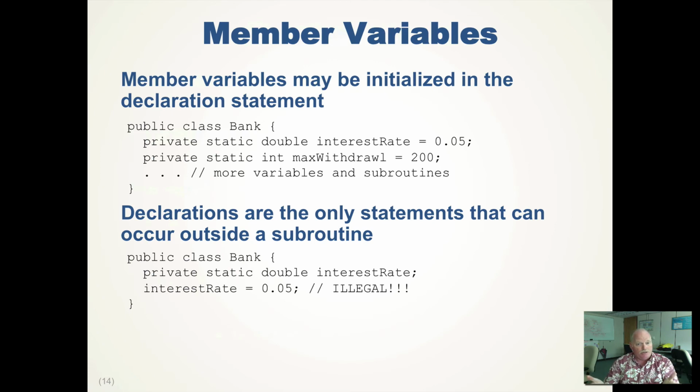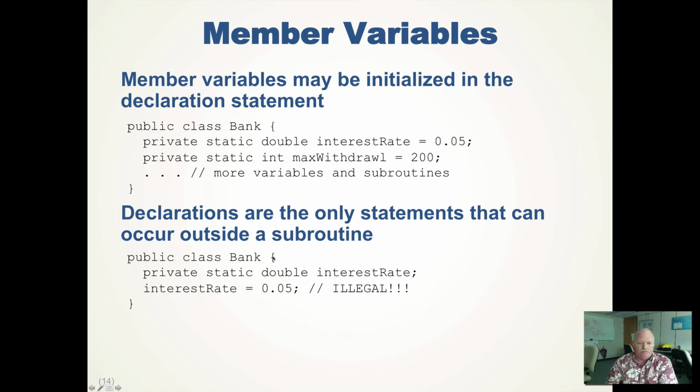So we can do the same thing with member variables. For example, we have the class Bank, and we have a member variable interestRate. It's a private static double, so this will declare interestRate and then initialize its value to 0.05. And then we have private static int maxWithdraw, assigned to 200. Declarations are the only statements that can occur outside of a subroutine.